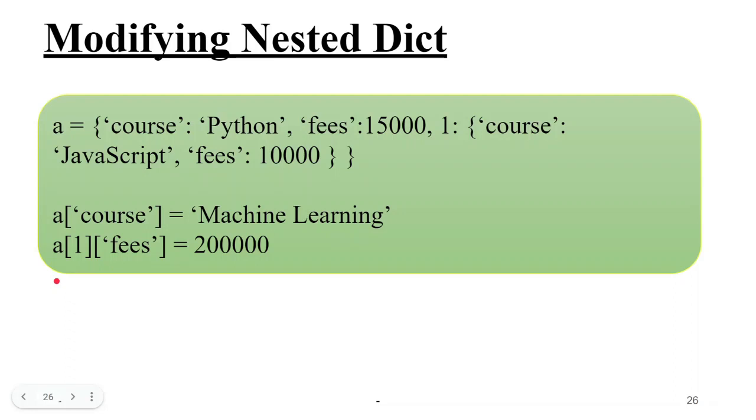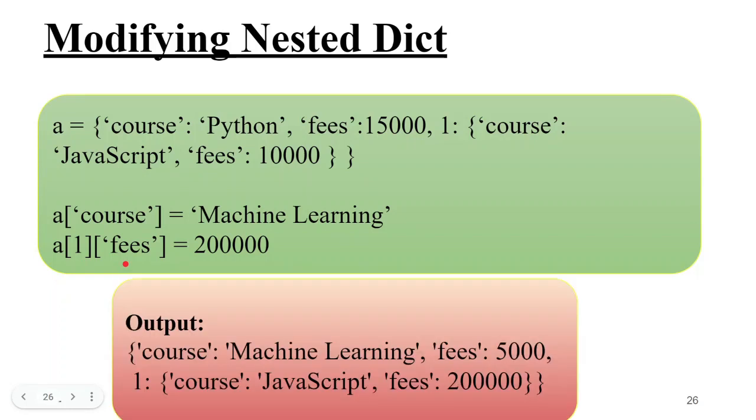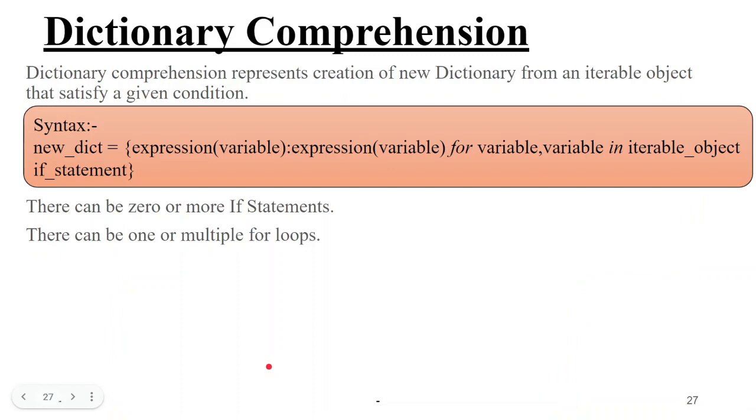The first square bracket indicates the dictionary element, and the second indicates the key of that dictionary element. And here is the output after modifying the course key and also the fees key.